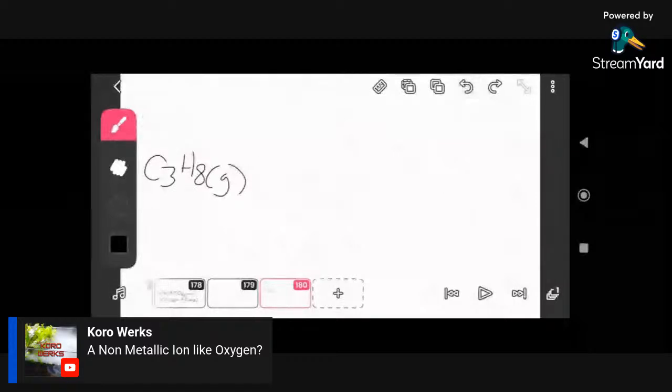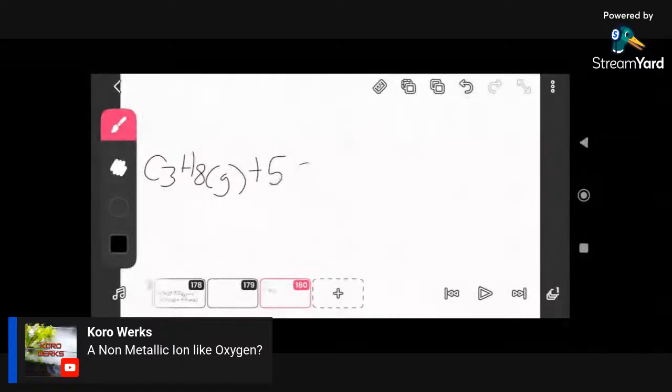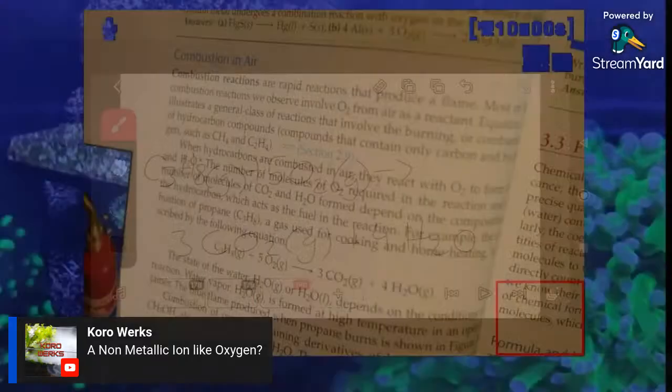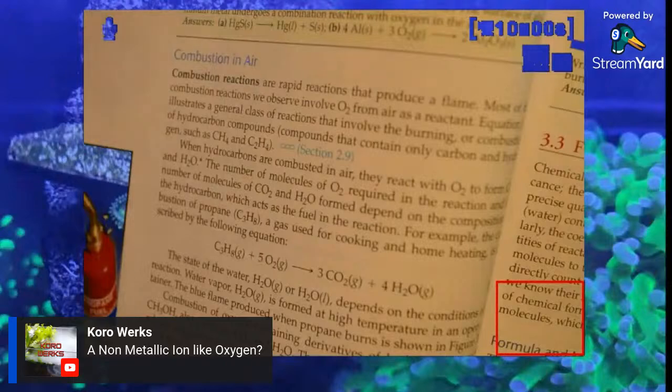Plus 5 oxygen gas molecules in the air, O2, produces 3 carbon dioxides gas plus 4 water molecules. All right. So when you balance it, when you count all the oxygens and carbons and hydrogens, that's the balanced form. All right. So let's keep going.